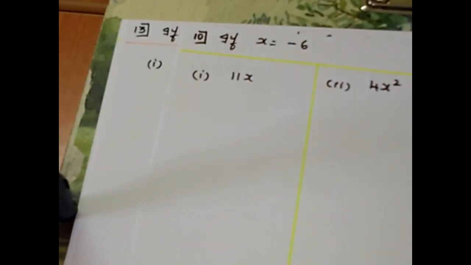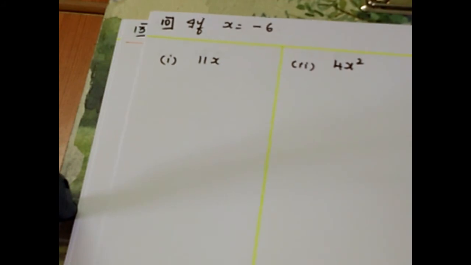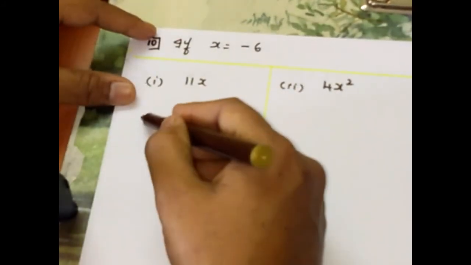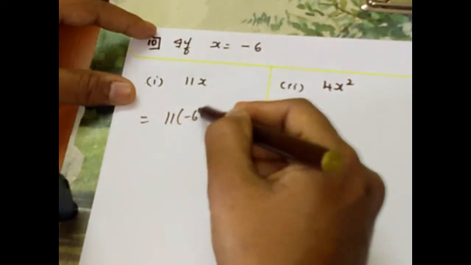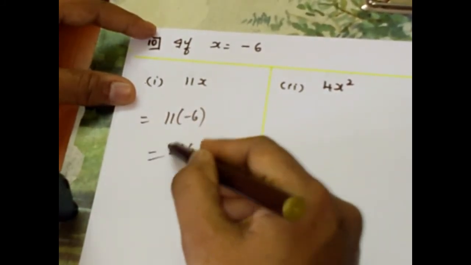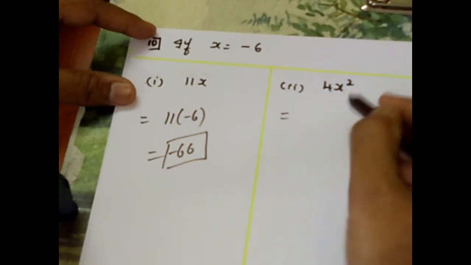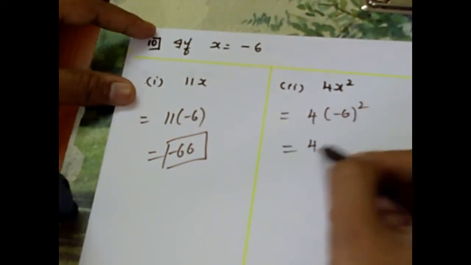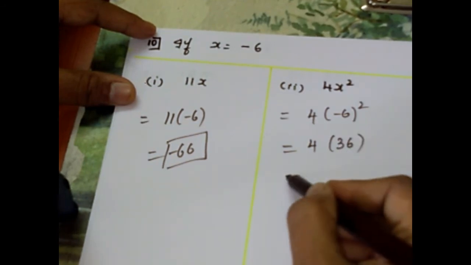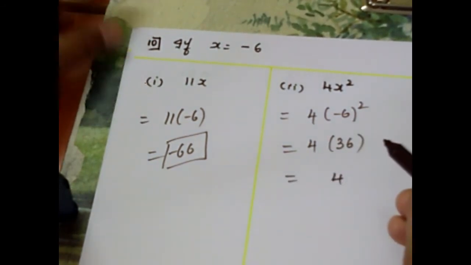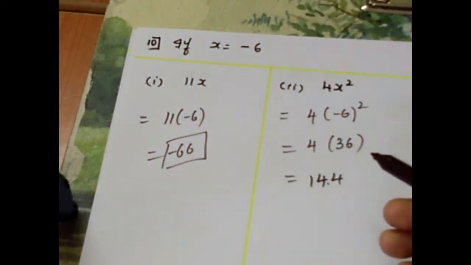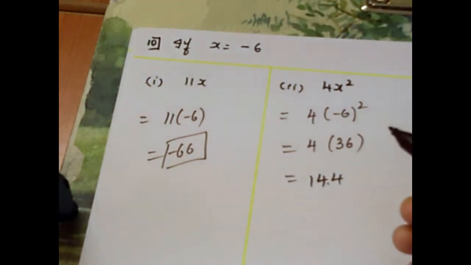Next question, 10th main. Value of x is minus 6. Again, 11 into minus 6. 11 sixes are 66, minus 66. 4 into minus 6 whole squared. 6 squared is 36. 4 sixes are 24, 2 carry. 4 threes are 12 plus 2, 14. 144. So here also what did I do?